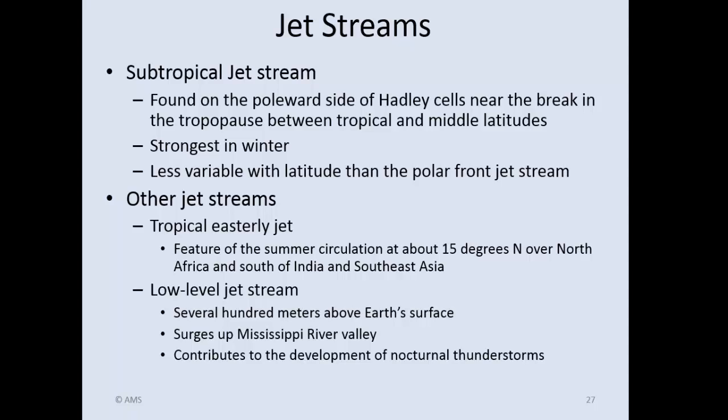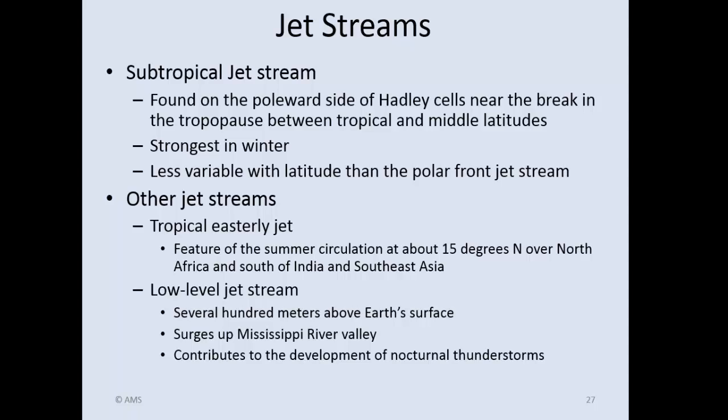We can sometimes see that thing appearing in our wintertime, and it's less variable with latitude than the polar front jet stream. In other words, it tends to stay at about the same latitude, where the polar front jet stream is going to be wherever the polar front is, and that can be extremely variable. We do have other jet streams.